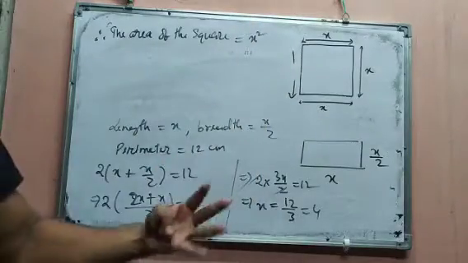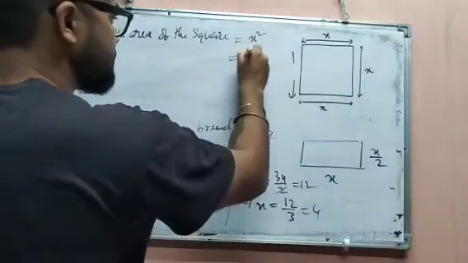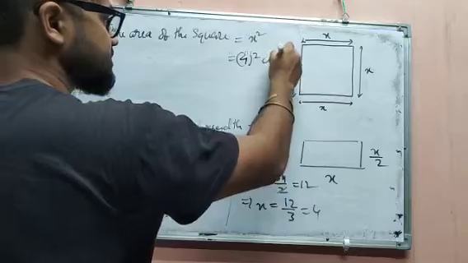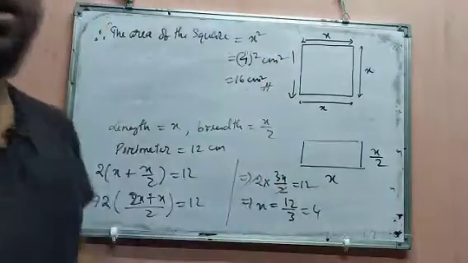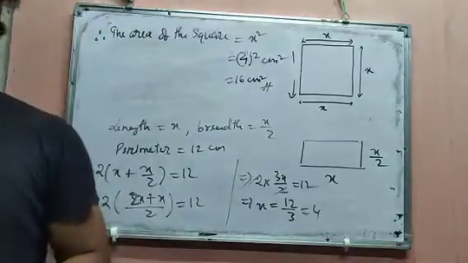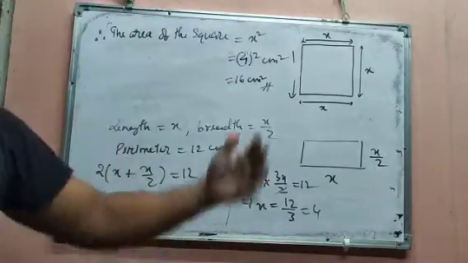That means that this is a side square. So x value is what? 4. So 4 square centimeter equals 60 square centimeter, which is our required answer. Okay. So this is the way we have to do the math.